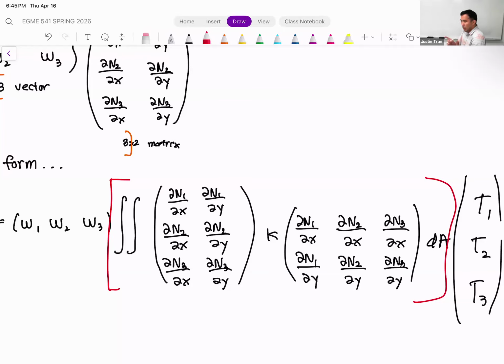So we are out of time, unfortunately, but we will pick this up on Tuesday when we come back. What we're going to do on Tuesday is finish up this matrix multiplication. We'll carry out the integration, and we'll plug in for the shape function derivatives, and this will give us our expression for the element stiffness matrix for a 3-node triangle. So everything in these red square brackets is our element stiffness matrix.